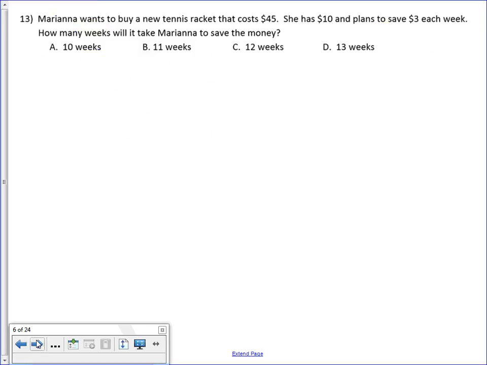Next one here, Mariana wants to buy a new tennis racket. It costs $45. All right, I'm going to write that down. $45. Whenever I see math or numbers in my word problem, I'm going to write it down. She has $10. Okay, so she already has $10, and she plans to save $3 each week. Okay, there's a couple ways I can solve this.